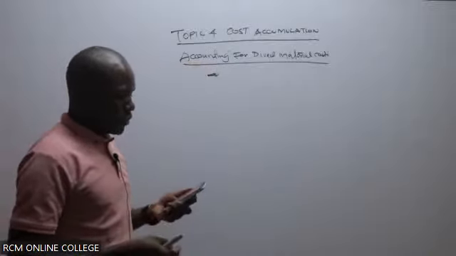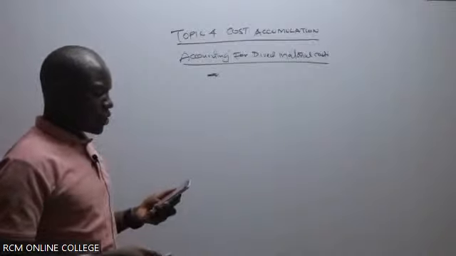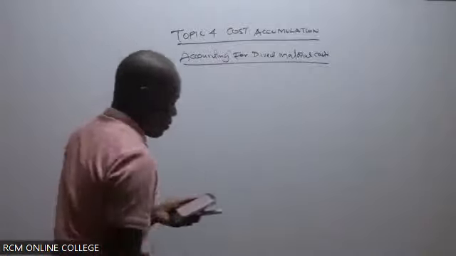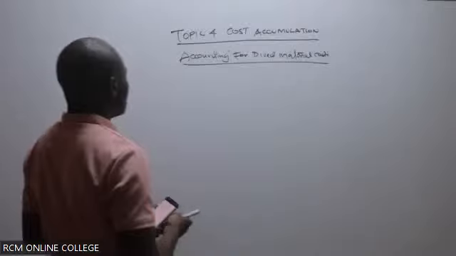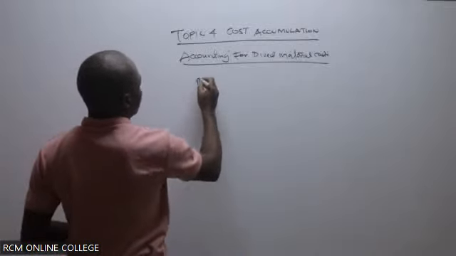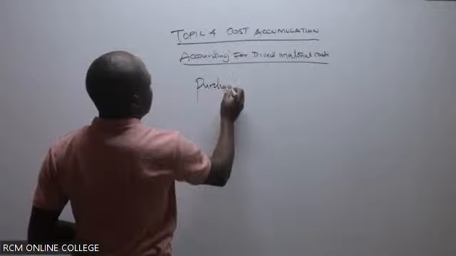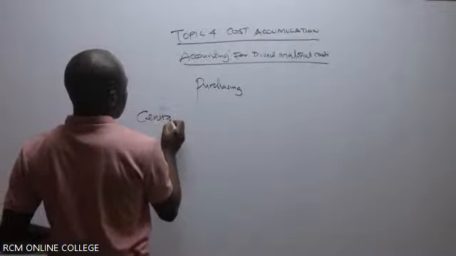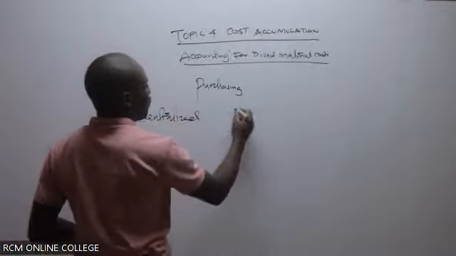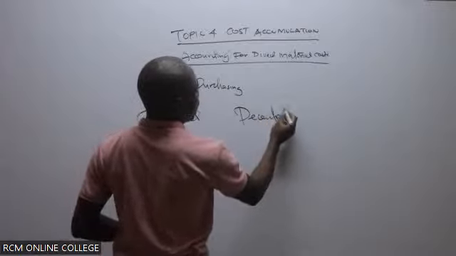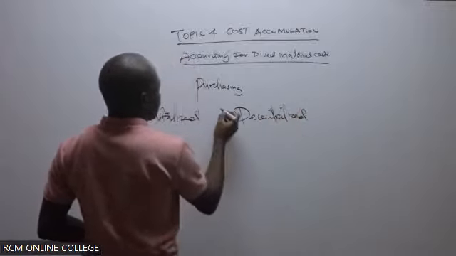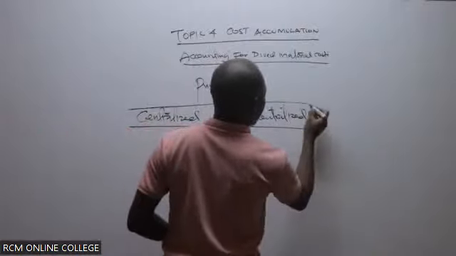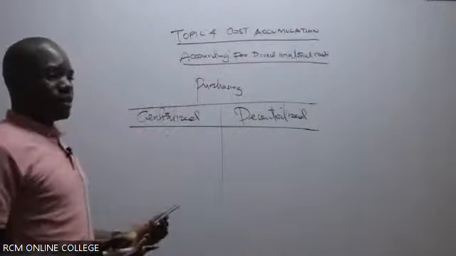Then we move to this one here, centralized and decentralized purchasing. Procurement of goods. Decentralized. So you want to just get here, what you need to understand is basically advantages and disadvantages.